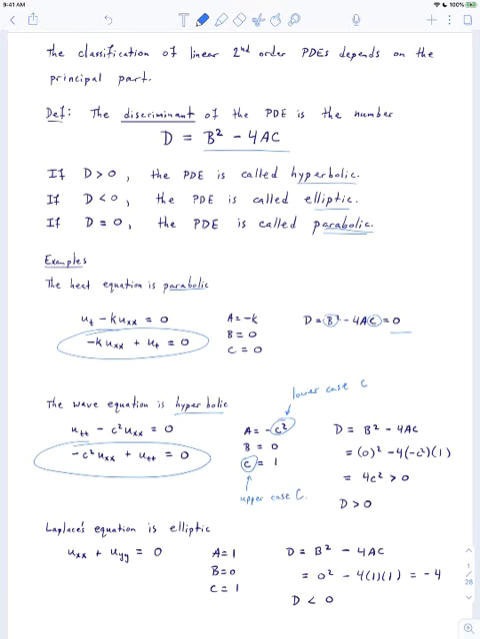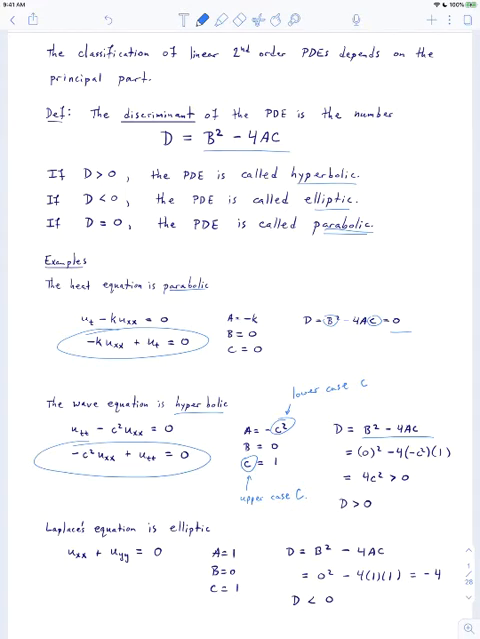Like so. So now we can compute the discriminant, and it's capital B squared minus 4 times capital A times capital C. In this case, B is equal to 0, A is equal to minus lowercase c squared, and uppercase C is equal to 1. So you end up with 0 minus 4 times a negative c squared times 1, which is 4c squared. Since c is assumed to be a real number, c squared is positive, so 4c squared is also positive. So the discriminant is positive, and therefore the equation is hyperbolic.